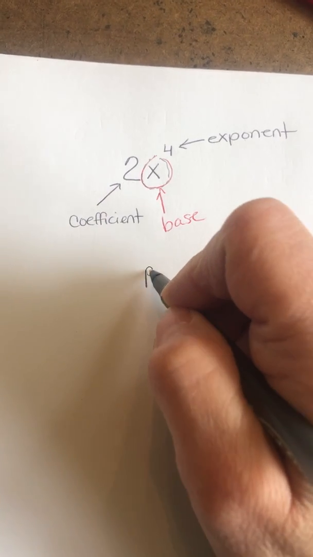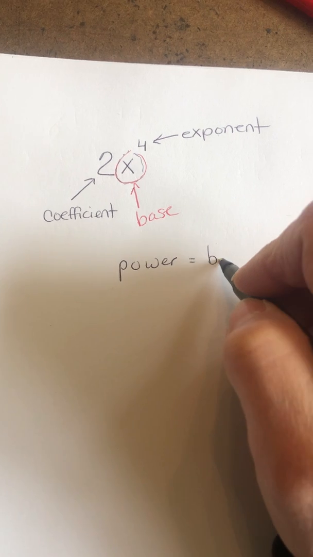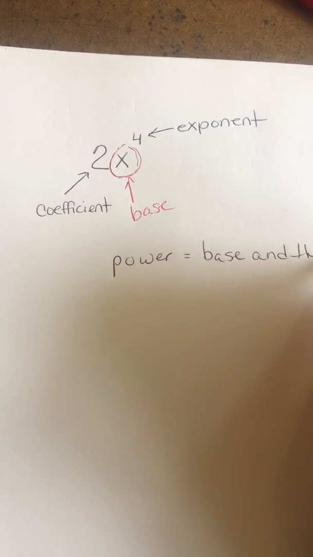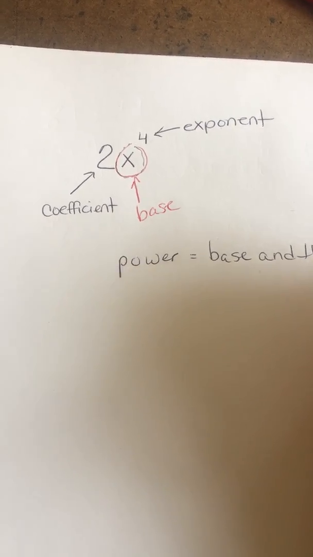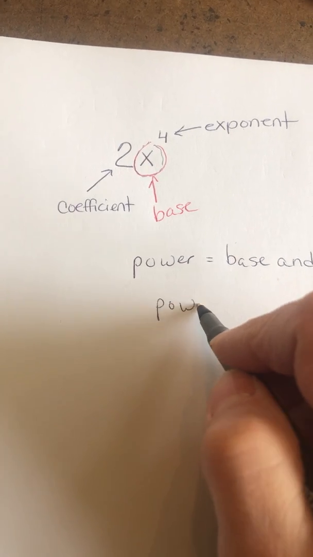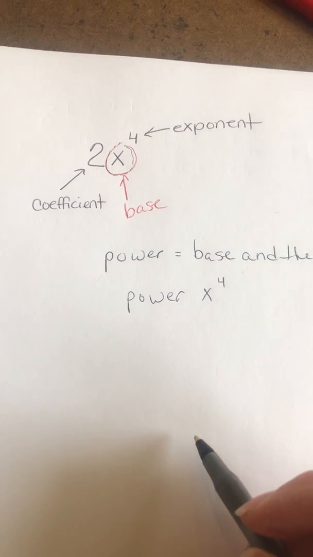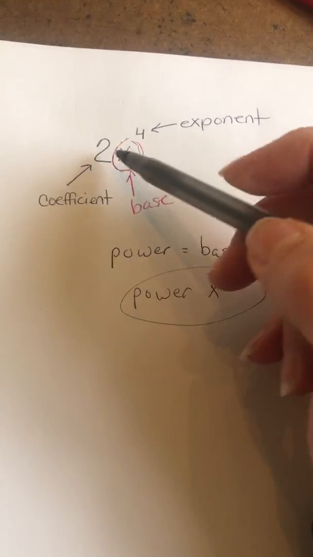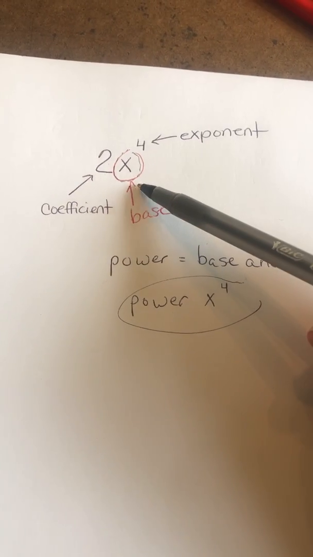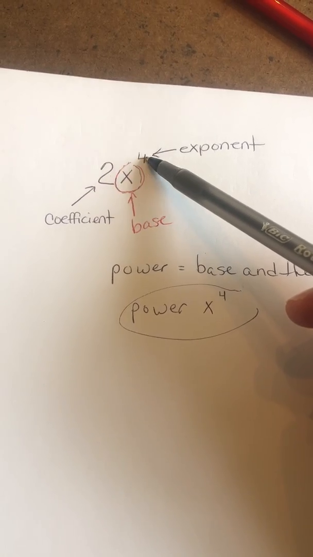Now when we talk about the power, a power is the same as the base and the exponent. So in our example here, our power is x to the 4th power. And that is what we call the power. It does not include the 2 because the 2 is a coefficient. In this case, the x is the only thing being raised to the power of 4.